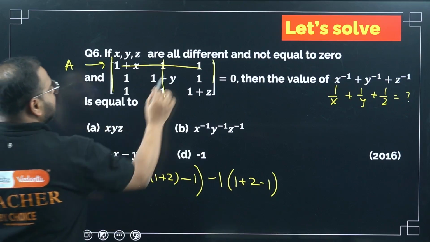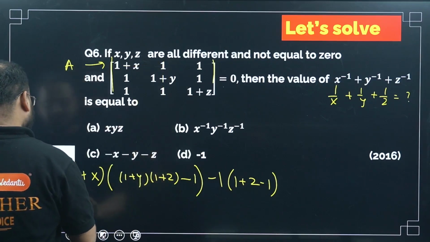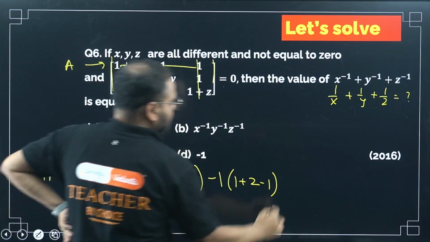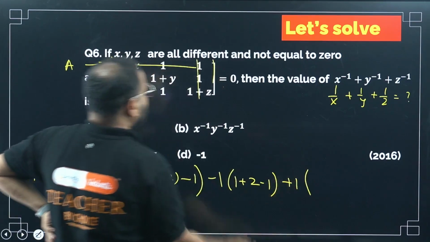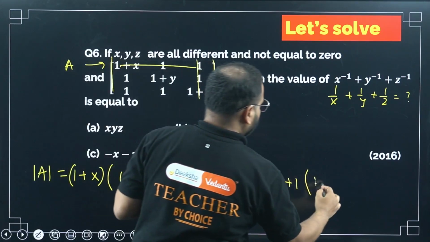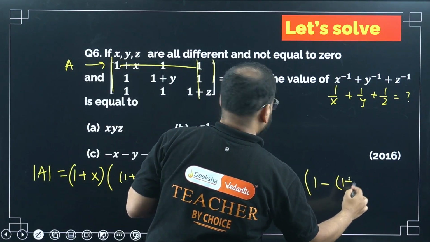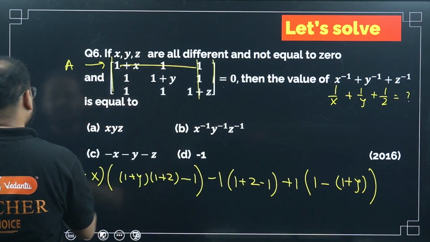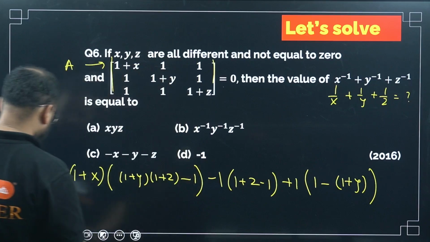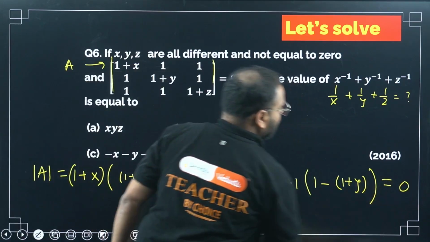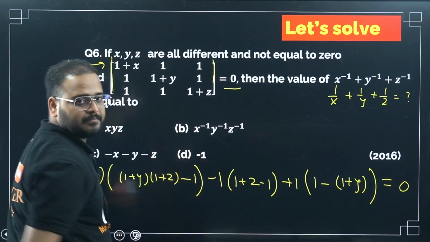Let's see this. First row, last column. The sign is positive, 1, 3. So plus 1 times (1 minus 1 plus y). And this is equal to 0. They have given that in the problem.